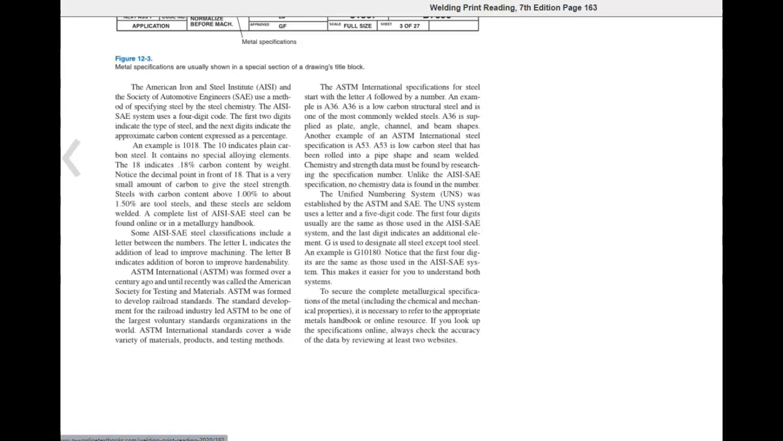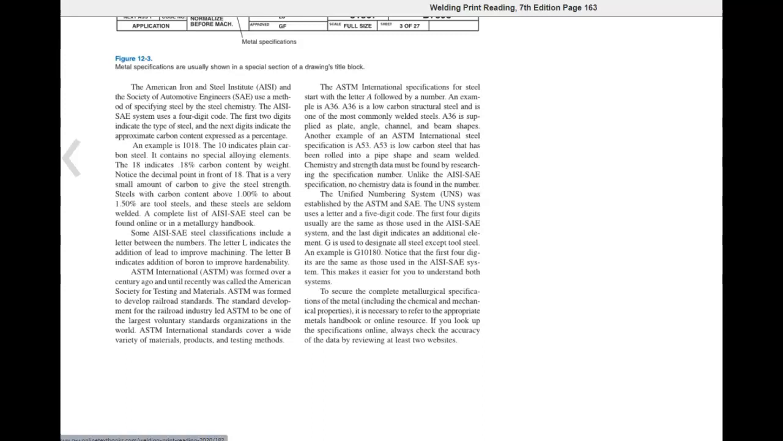The American Iron and Steel Institute and the Society of Automotive Engineers use a method of specifying steel by the steel chemistry. The AISI SAE systems use a 4-digit code. The first two digits indicate the type of steel, and the next digits indicate the approximate carbon content expressed as a percentage. An example is 1018. The 10 indicates plain carbon steel. It contains no special alloying elements. The 18 indicates .18% carbon content by weight.